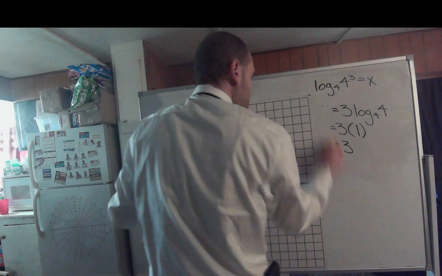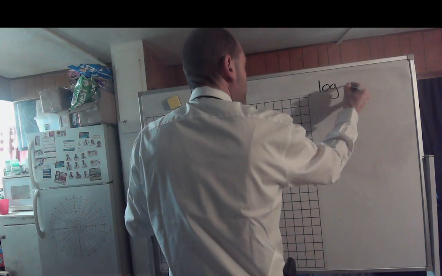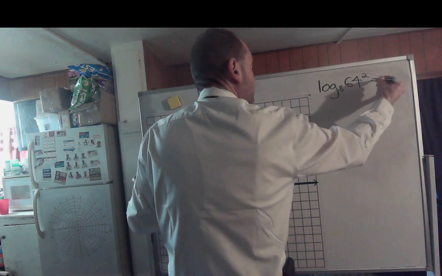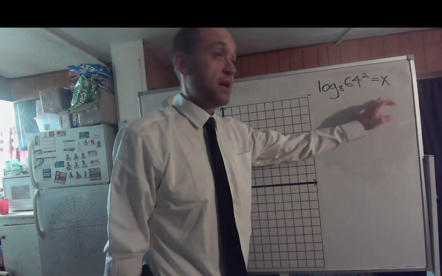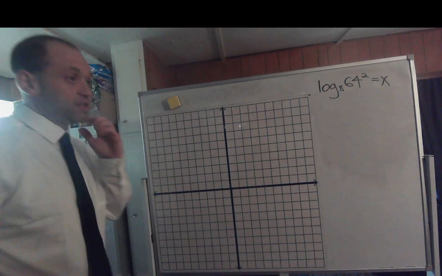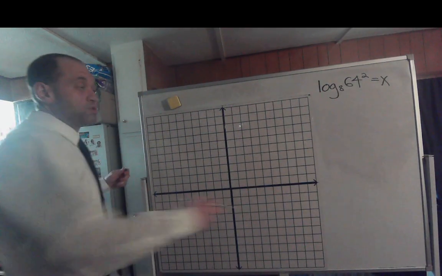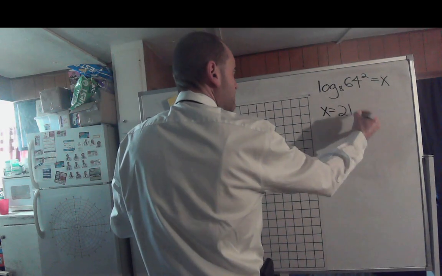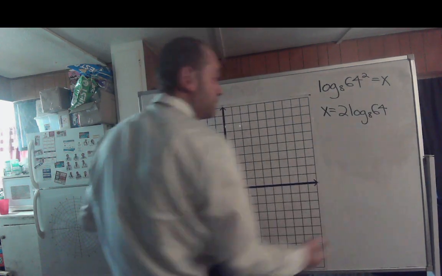Let's do one more, but let's change it up a bit. Let's say I had log base 8 of 64 raised to the second power equals x. Well, this is a log of a number to a power, so that power is going to come down front, right? And it's going to multiply by the logarithm. So x would equal 2 times log base 8 of 64.